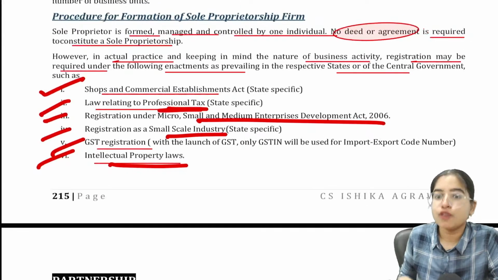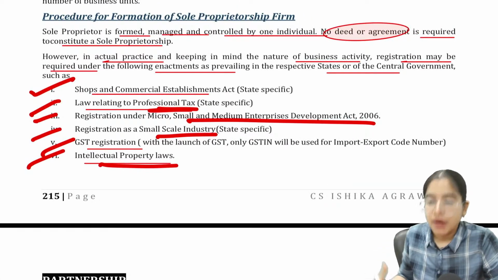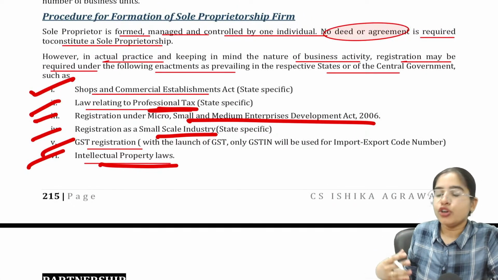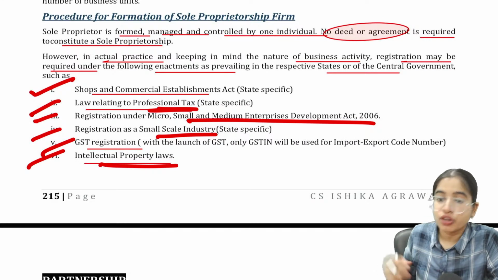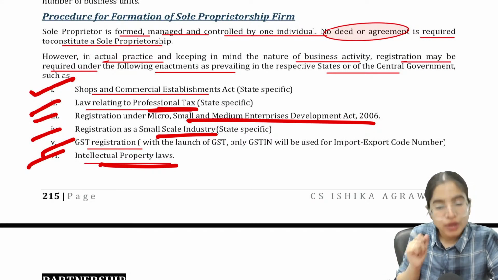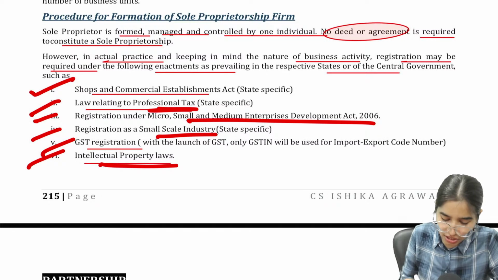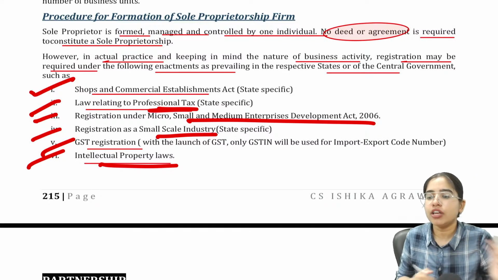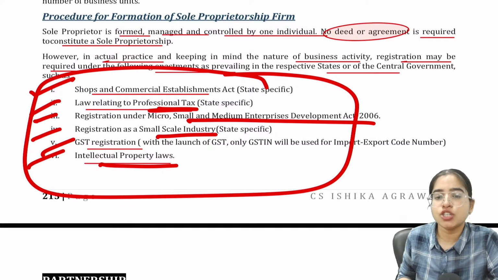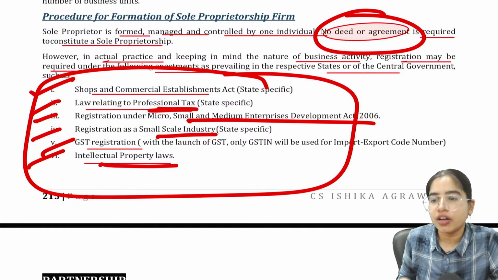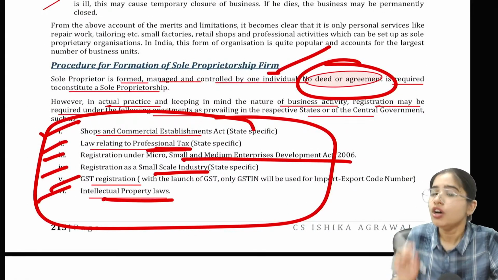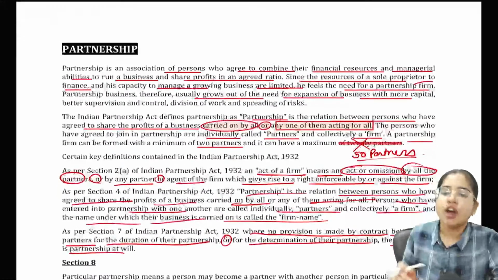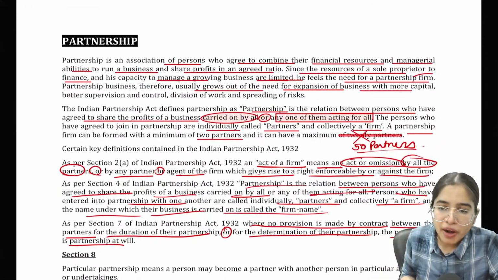Intellectual property laws: if you have developed some new invention, then you have to get patent registration. If you have a unique brand name, you have to get trademark registration. So these registrations you require depending upon your nature of business, depending upon the situation. However, no deed or no arrangement is required for the sole proprietorship registration. Now coming towards partnership. What is partnership? Very easy.